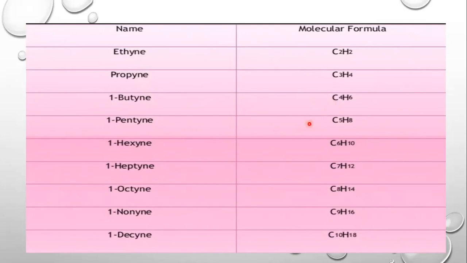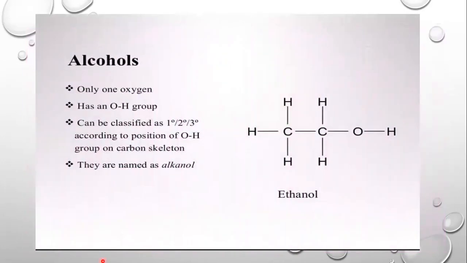Then with 5 carbon, it is pentyne. These all have their triple bond at carbon 1, so it is regarded as 1-pentyne, 1-hexyne, 1-heptyne, 1-octyne, 1-nonyne, and 1-decyne.